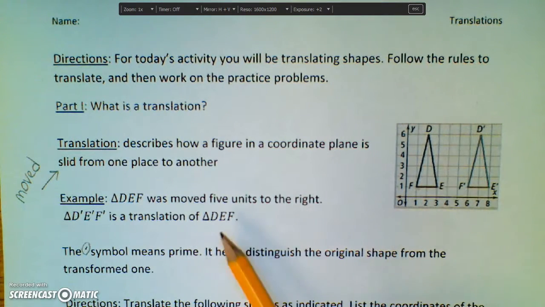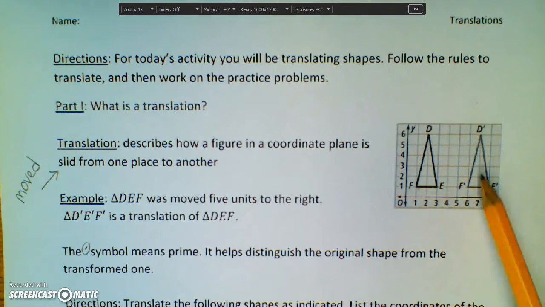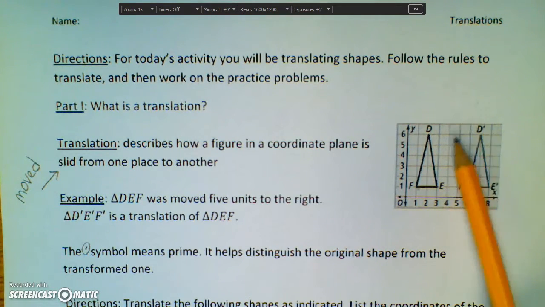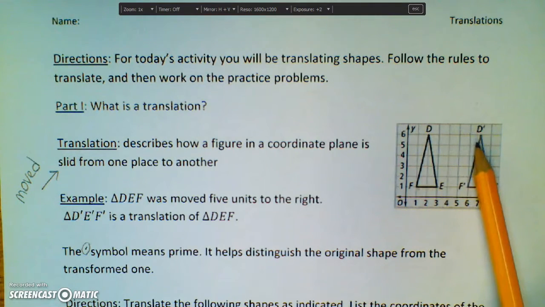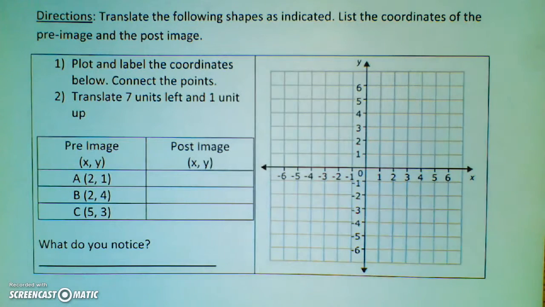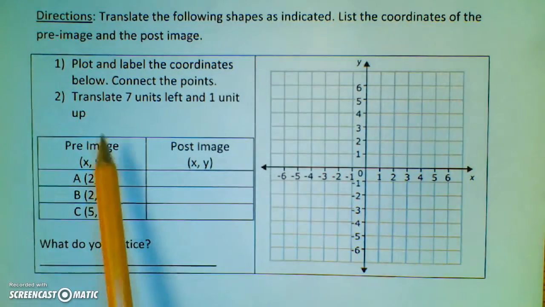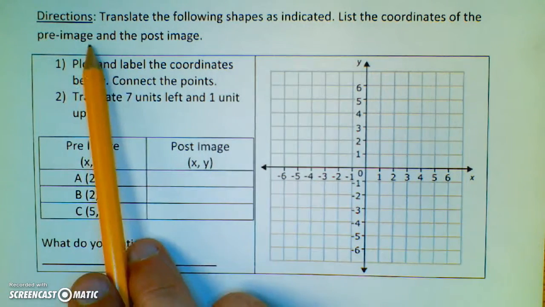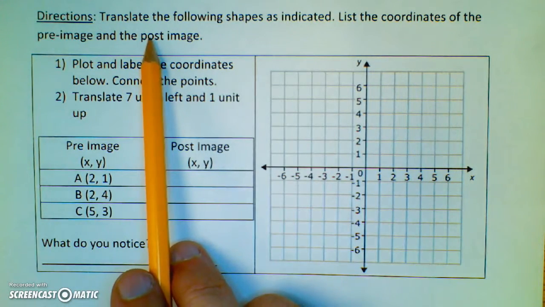So we're going to work on translating shapes, but we have to plot them first onto our coordinate planes. It's important to remember that the new shape should have a prime symbol so we understand which was the original and which one is the one that moved. So let's take a look at the bottom. Let me slide up the paper. Alright, so we slid up the paper so we can work on the bottom half of our activity. We're going to translate the following shape as indicated, list the coordinates of the pre-image, and then figure out the coordinates for the post-image.